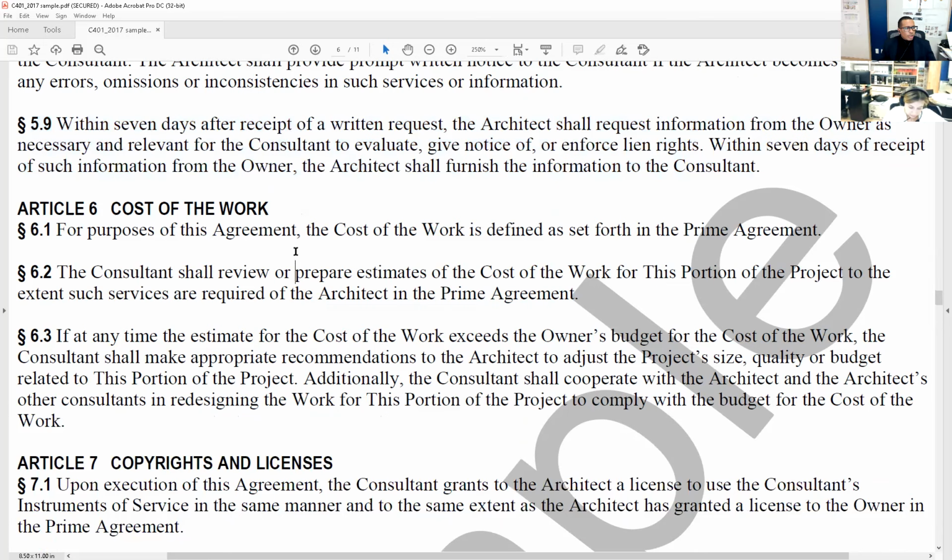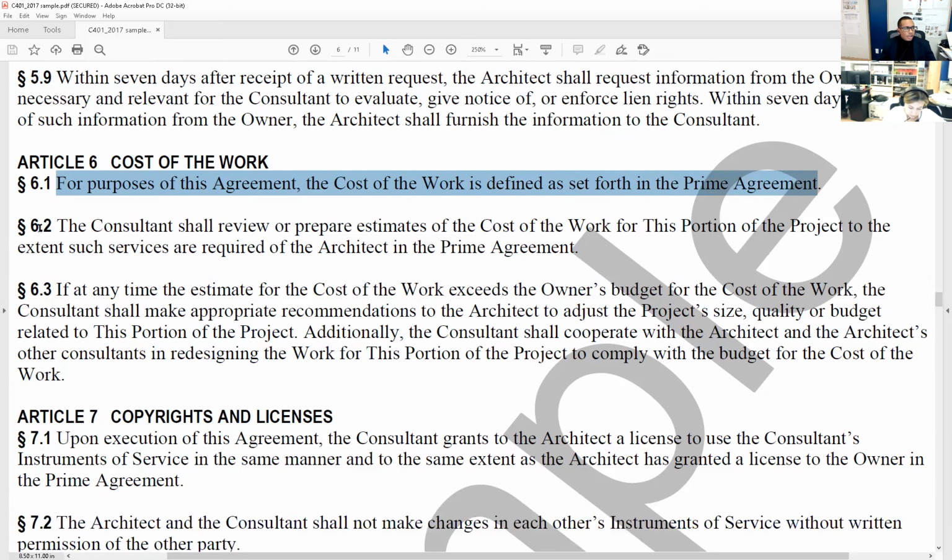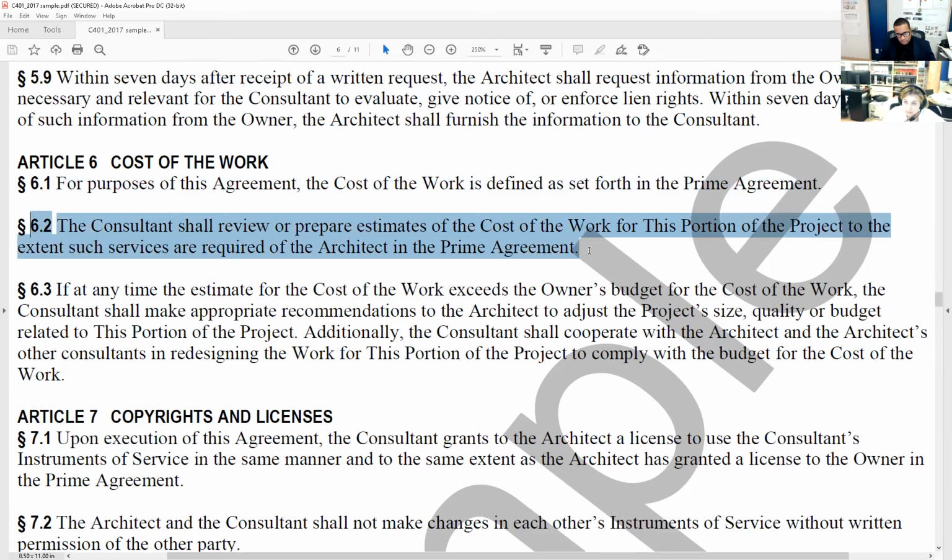Then we go to cost of the work. For purposes of this agreement, cost of the work is defined as set forth in the prime agreement. You guys have already read the B101, so you know what that is. Ideally, you have already read and listened to all of my B101 videos, which are many of them. So that's what the cost of the work refers to.